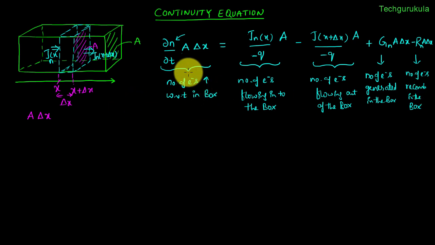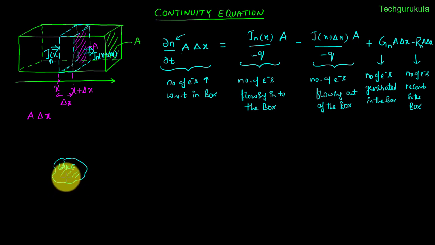So to summarize, we can say the number of electrons with respect to time can increase in this box if the inflow of electrons is greater than the outflow of electrons, and if the generation of electrons in this box is greater than the recombination of electrons in this box. To understand this better, let me take an analogy where we have, let's say, a lake in which we have water.